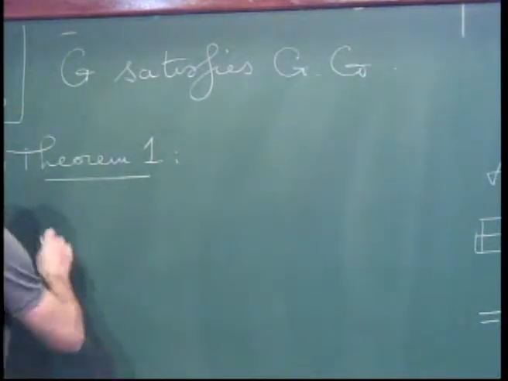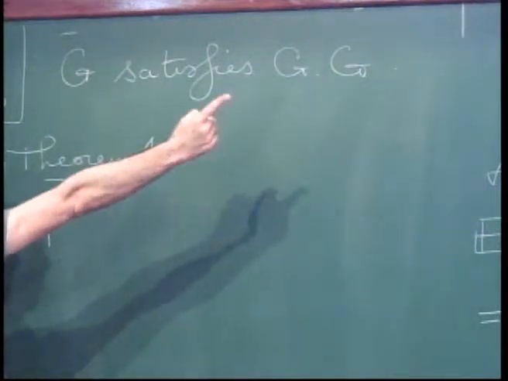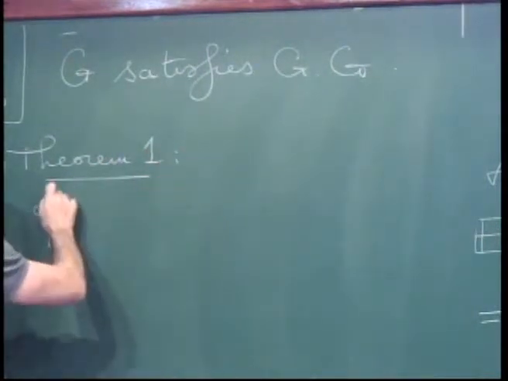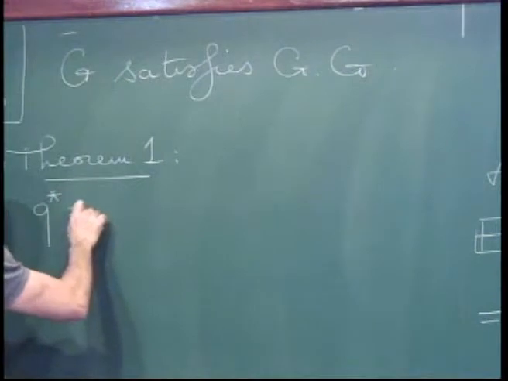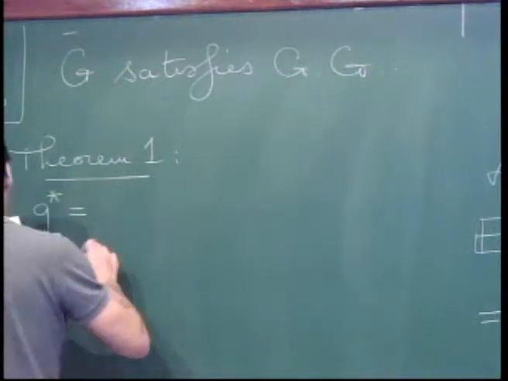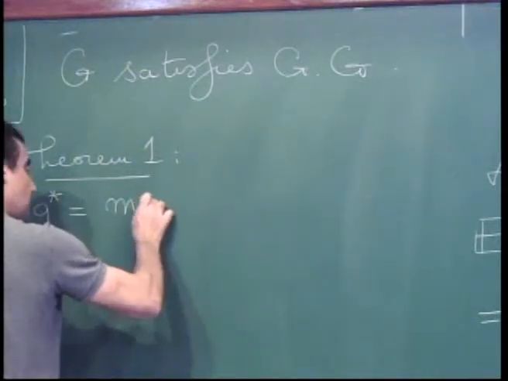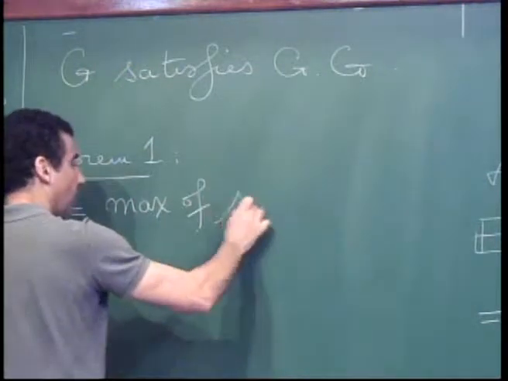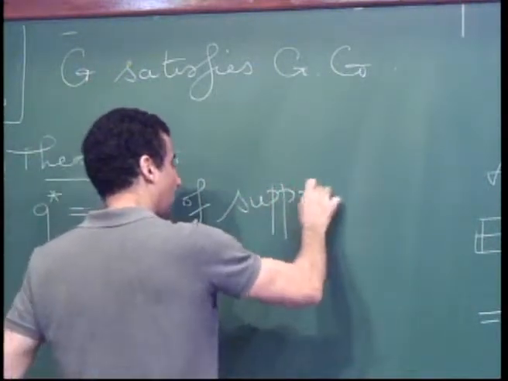Let's look at Q star. So you can define zeta, the functional order parameter. Physicists call that QEA, for Edwards-Anderson, but let's call it Q star here. Q star is the maximum of the support of zeta.